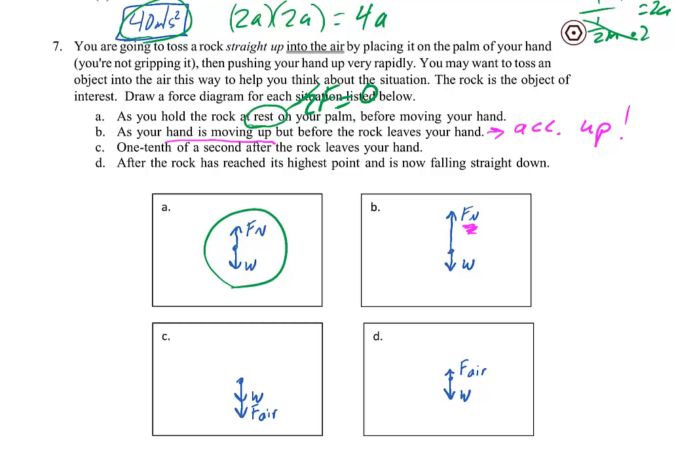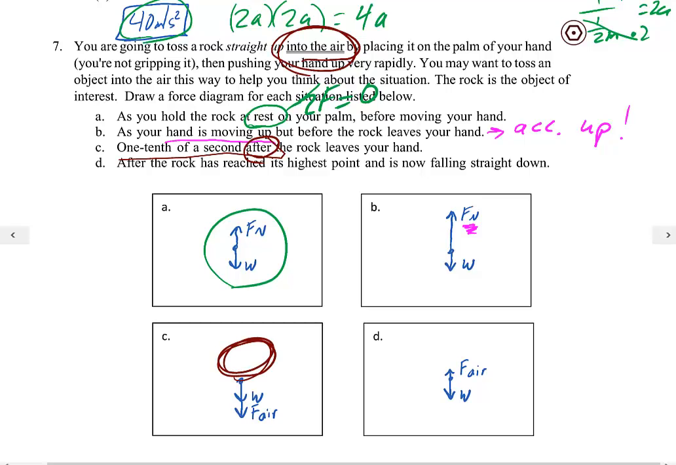For part C, 1/10 of a second after the rock leaves your hand. After it leaves your hand, it's in free fall, essentially. So the weight is pulling down on it. Because it's in air, that was double underlined, there's going to be some air resistance. It's always in the opposite direction it's moving. So if the rock is moving up, then the air resistance is going to be down. And because there's nothing else touching the rock, there are no forces up, because nothing is pushing it up at that point.